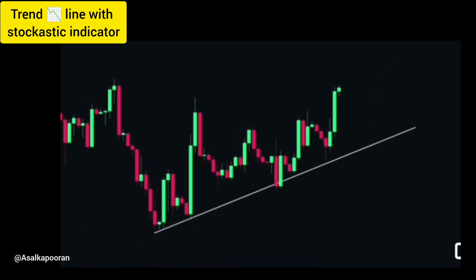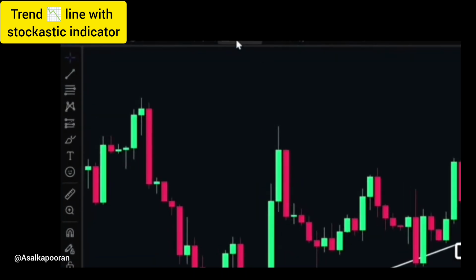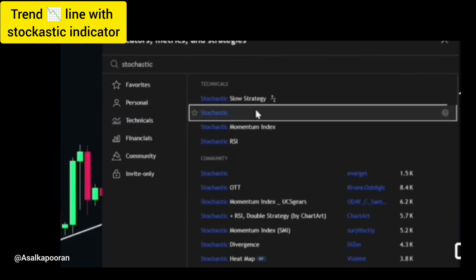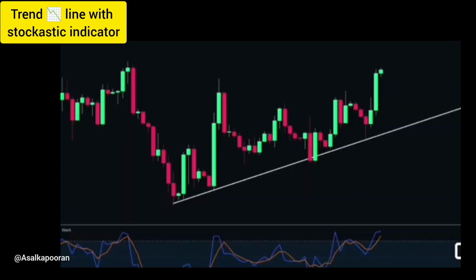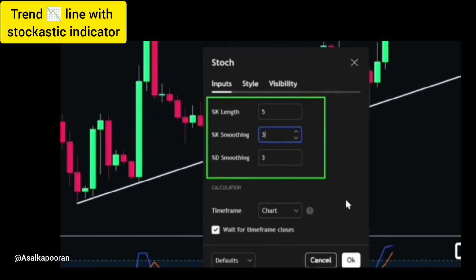Next, I use an indicator called the stochastic. To apply it, go to the indicators section on your charting platform, type in stochastic. Click this one to apply it on your chart. Once it's applied, we need to change the settings to the custom settings I normally use. So, go to its settings, and just copy these values. This will help the indicator give better signals.